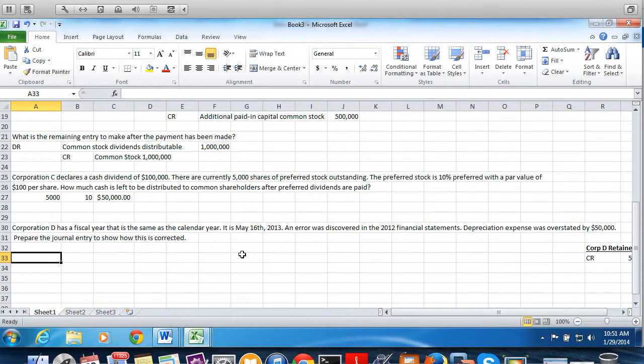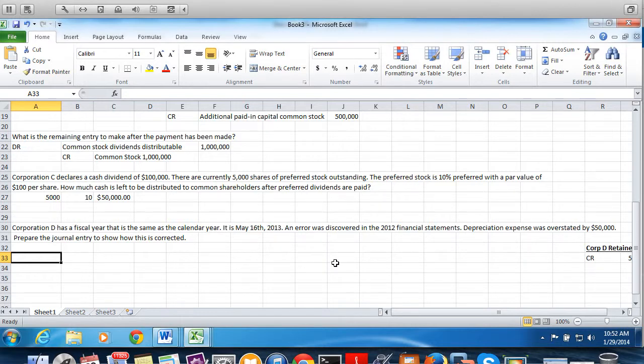Okay, so the last portion here, Corporation D has a fiscal year that is the same as the calendar year, so it goes January 1 to December 31st. We're going to assume the date is May 16th of 2013, and as of today we have discovered an error in the 2012 financial statements. These 2012 financial statements are already widely issued and being used by investors, potential investors, whoever uses financial statements, internally, whatever. But we've determined that our depreciation expense was overstated by $50,000.